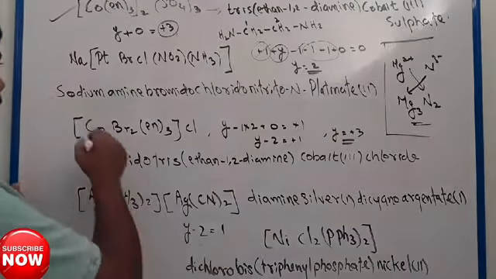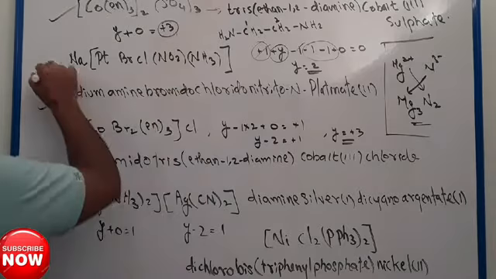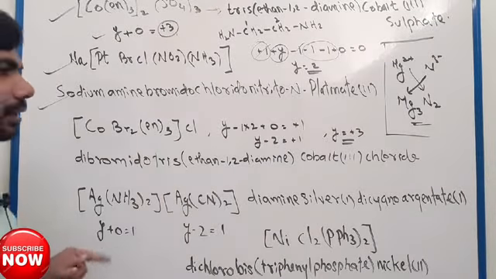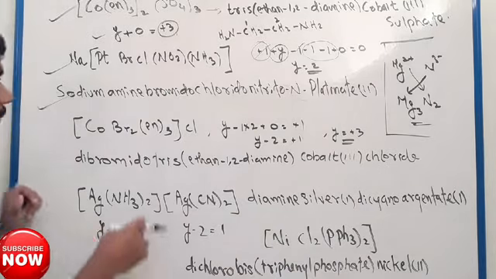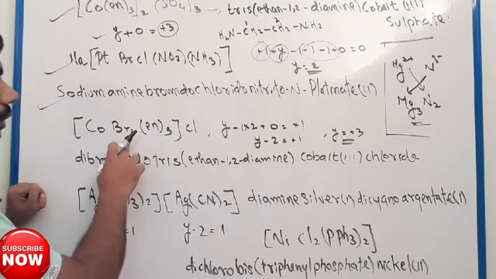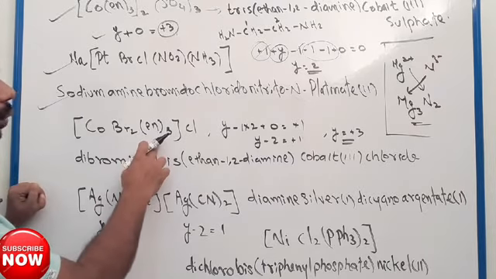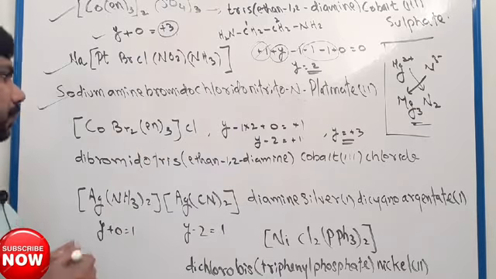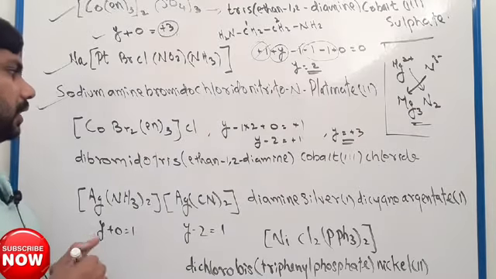This is the name of this coordination compound. Clear? Here, third example, we have another one. Here cobalt, bromido, and ethane-1,2-diamine, chloride.